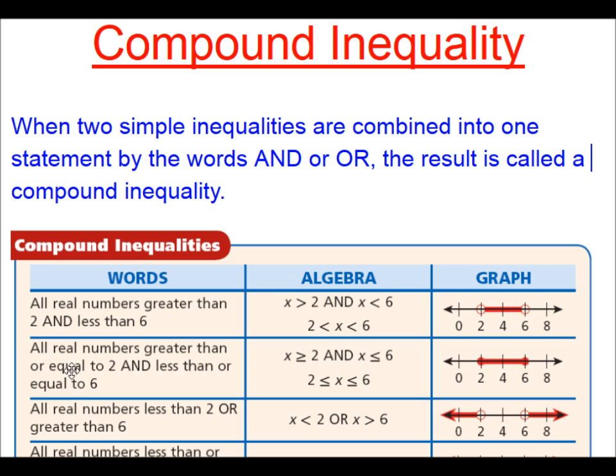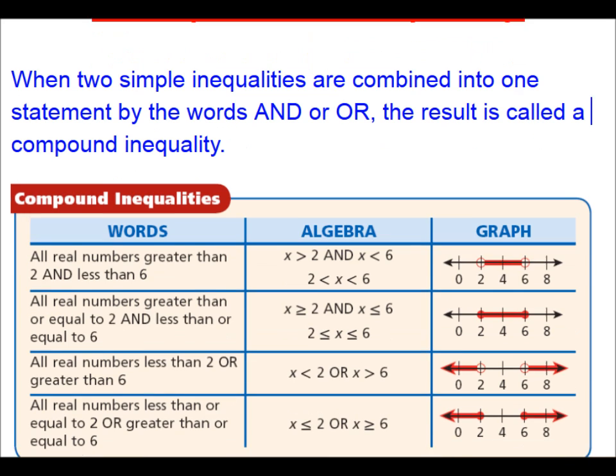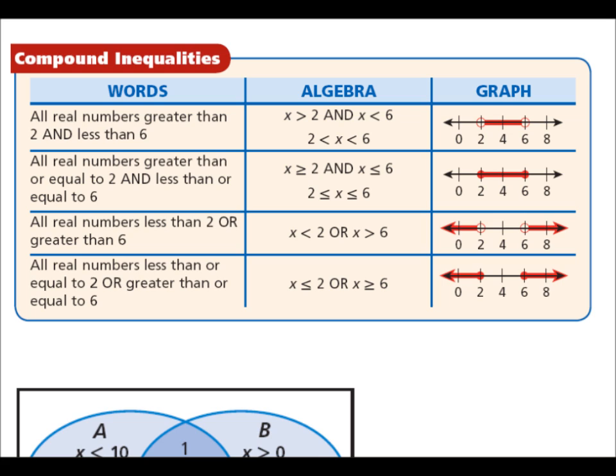So let's see the next example. All real numbers greater than or equal to 2 and less than or equal to 6. So x greater than or equal to 2 and x less than or equal to 6. That means 2 and 6 are inclusive for x. So there is a dot on 2 and a dot on 6 when we are trying to plot on the number line.